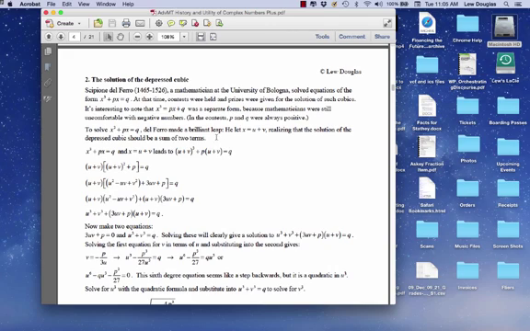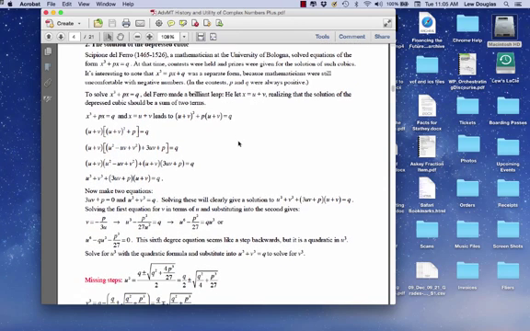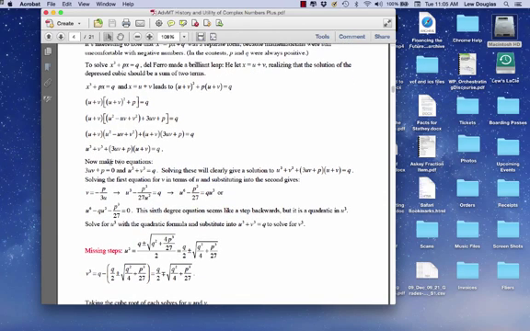How do you solve this thing? He let x equal u plus v, realizing that the solution of a depressed cubic should be the sum of two terms. All right? And so he let x equal u plus v and substituted u plus v in there and got this. And then here are some algebraic steps that I want you again to go through a little more slowly. And so if you go through these steps, you wind up with this.